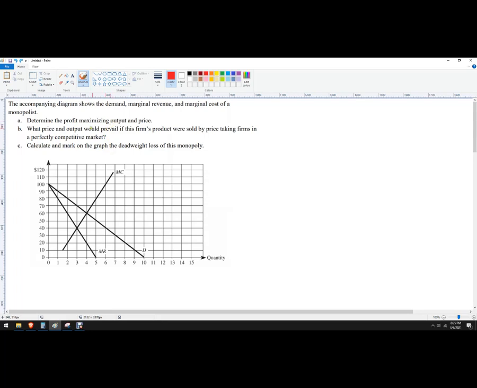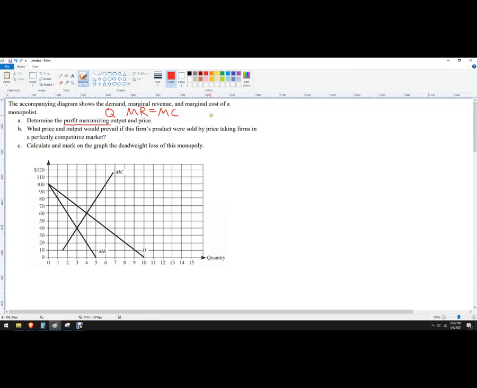So part A, and you see profit maximizing, that has a specific meaning in economics, and what it means is that we're going to produce up to a quantity where the marginal revenue equals the marginal cost. So that means the additional revenue that the firm brings in should equal the additional cost that the firm pays to produce that quantity.